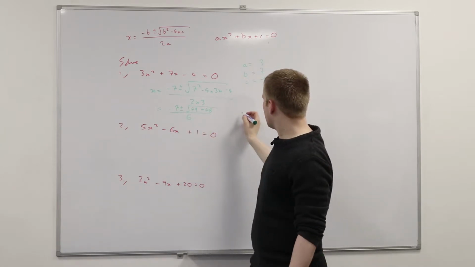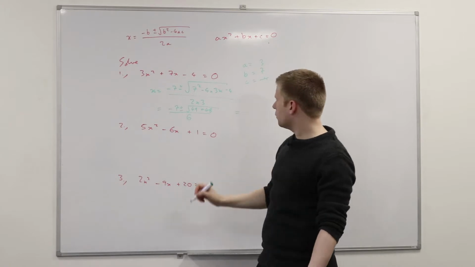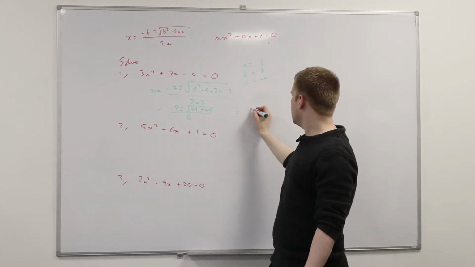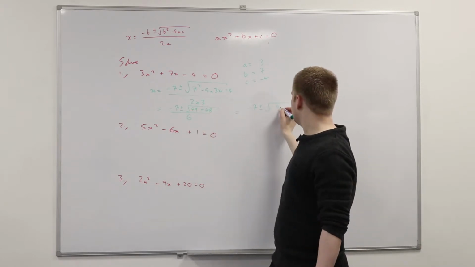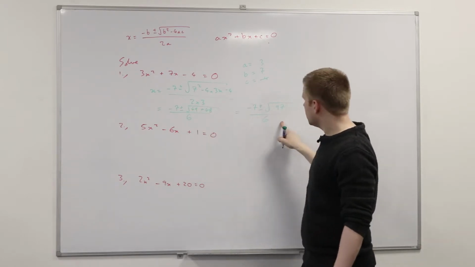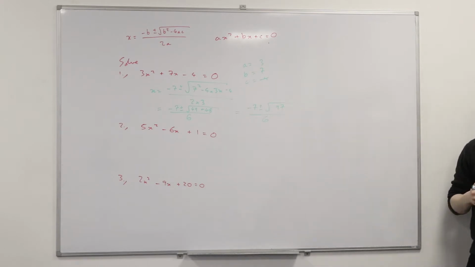And then you're dead right, you can tidy this up a little bit. I'm going to write it over here because I'm running out a little bit of space, but I'd personally write it underneath. So you get -7 plus or minus the square root of 97, all divided by 6. Less numbers to type in your calculator, you're more likely to get it right.